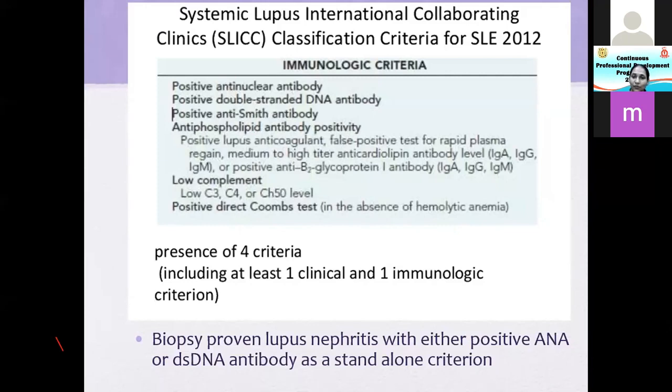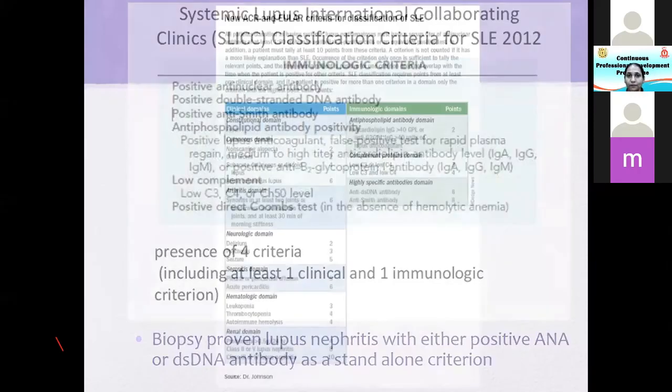In this, it is very important to note that if there is renal involvement and we have evidence of lupus nephritis on renal biopsy with either positive ANA or dsDNA, that alone can be a diagnostic criterion. It's a standalone criterion for the diagnosis of SLE.